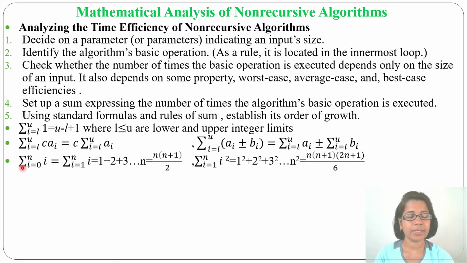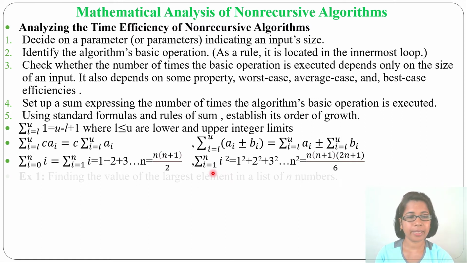Next, the sum of i from 0 to n is equivalent to the sum of i from 1 to n. That we can write as 1 plus 2 plus 3 up to n, and we know the formula for this: n times (n plus 1) divided by 2. If it is i square, the sum of i square for i equals 1 to n is equivalent to 1 square plus 2 square plus 3 square up to n square, and that formula is n times (n plus 1) times (2n plus 1) divided by 6. These are some basic formulas for sums. We can use these formulas and find the order of growth.